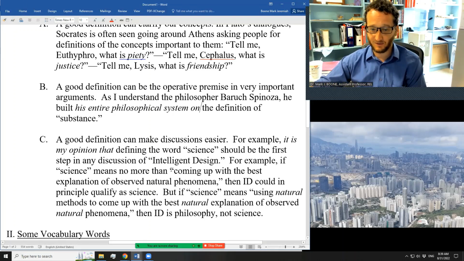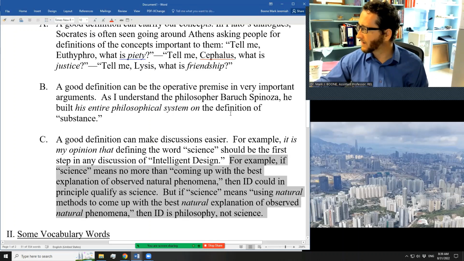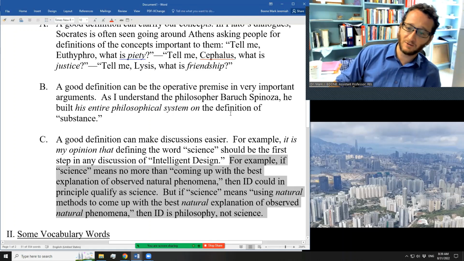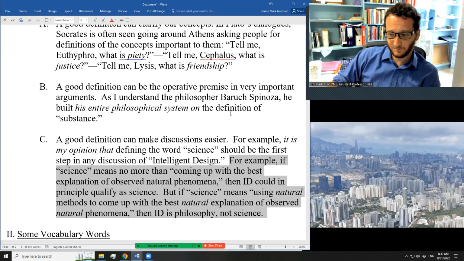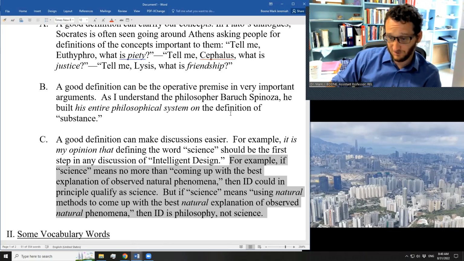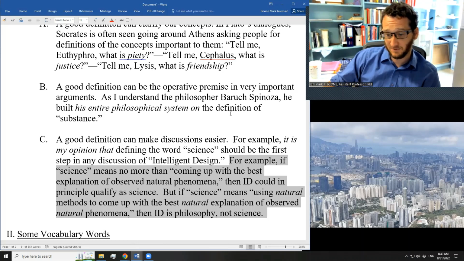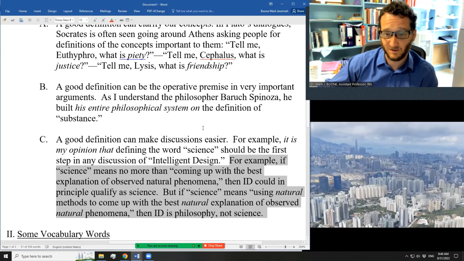Start by defining science. This is probably not the best way to define science, but it's a good first effort that might help to resolve this particular issue. If you want more on definitions of science, watch my Thomas Kuhn series. If science means just coming up with the best explanation of observed natural phenomena, I don't see why intelligent design theory could not qualify as science, at least in principle. But if science means using natural methods to come up with the best natural explanation of observed natural phenomena, I don't see how it could possibly be science, but it might still be good philosophy.